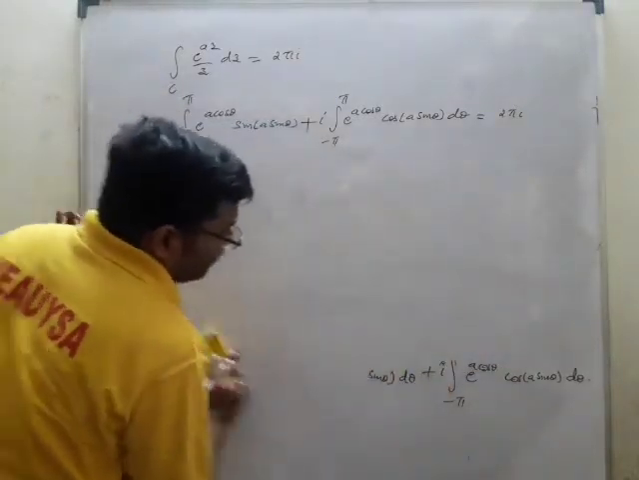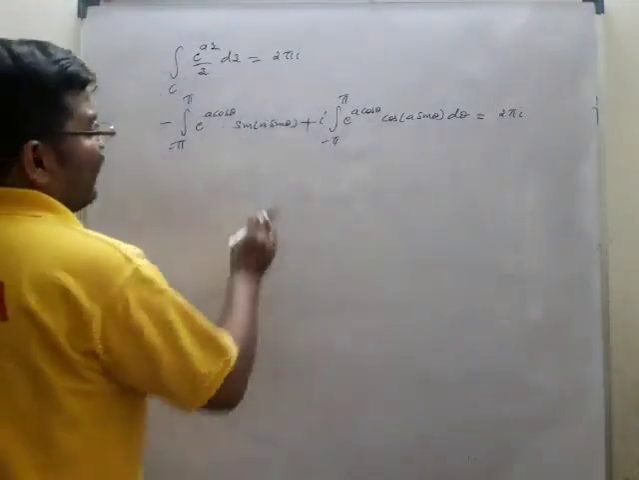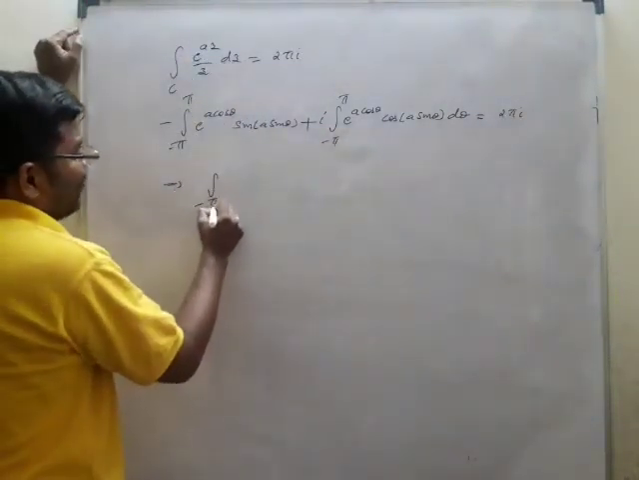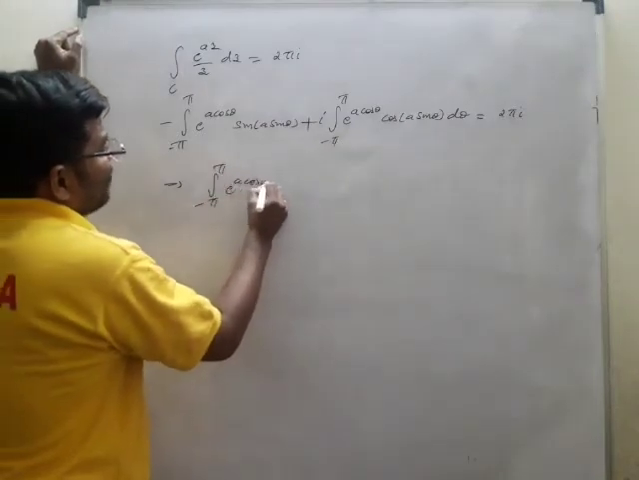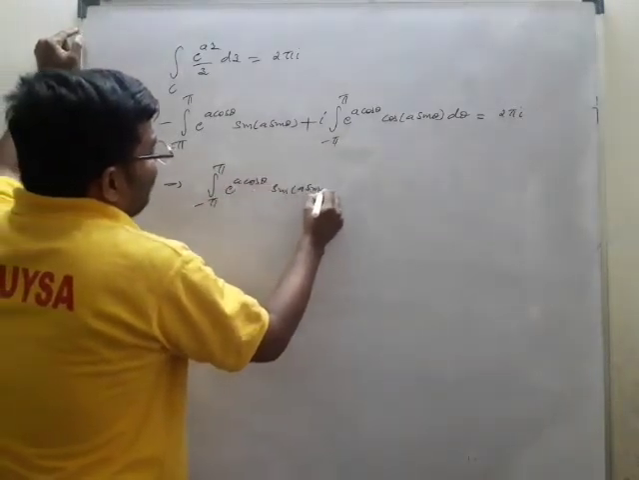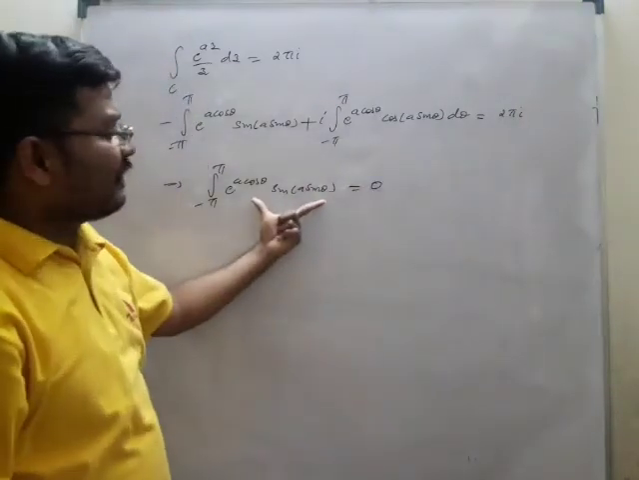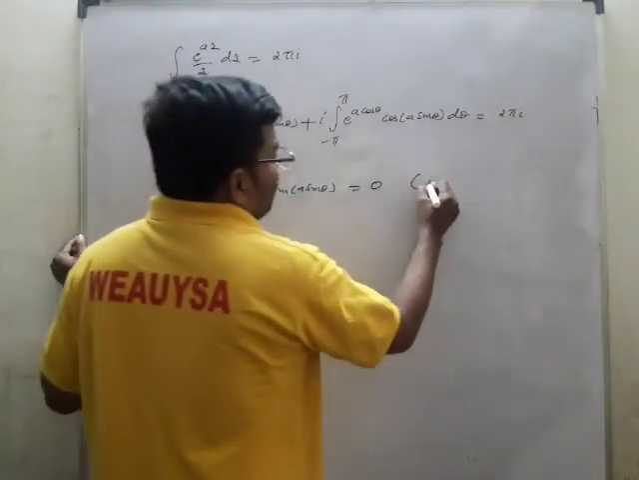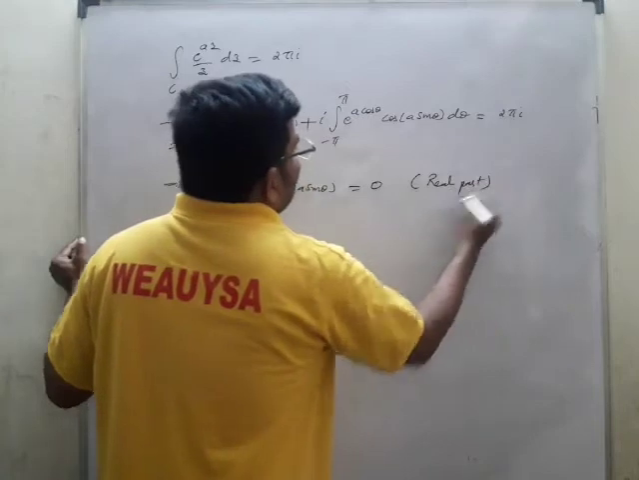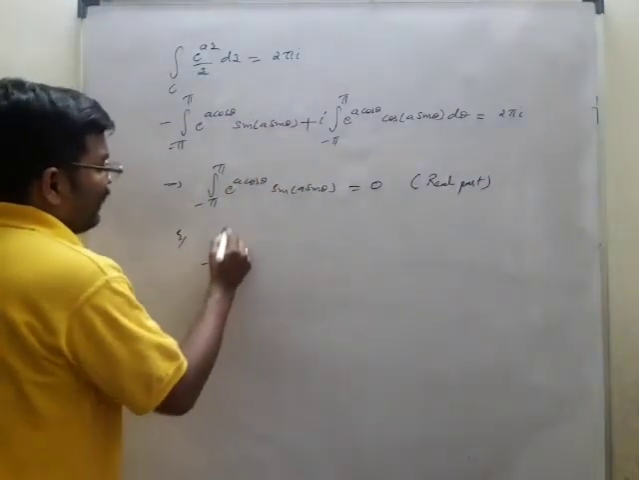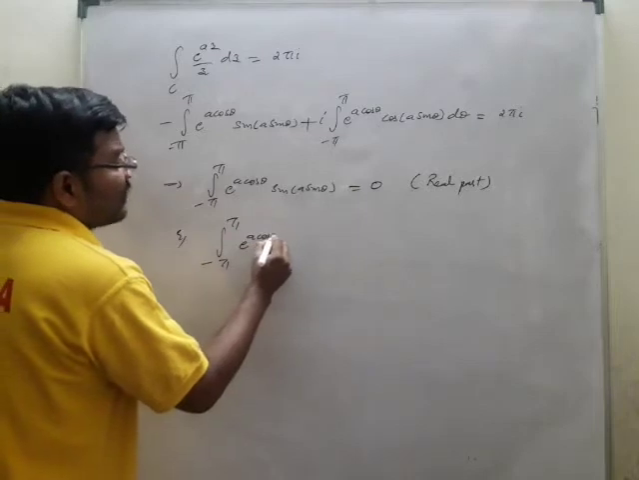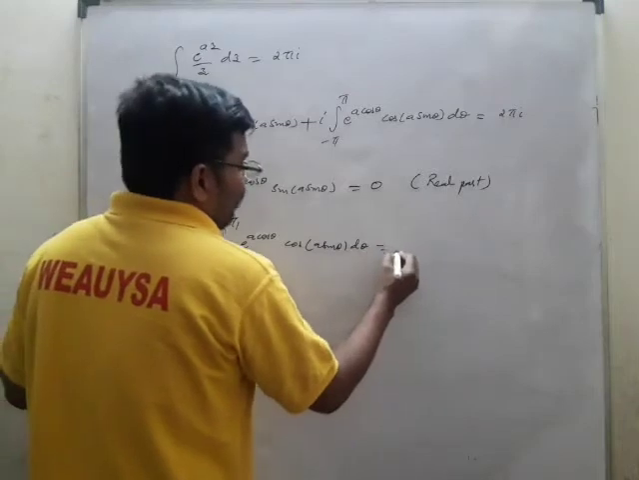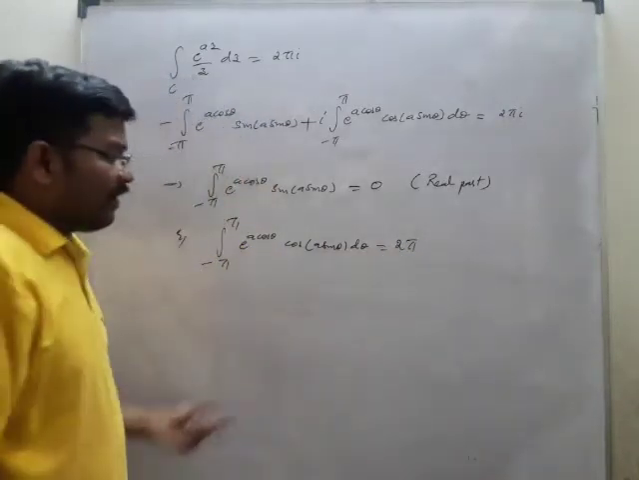So I am equating real and imaginary parts. If you equate the real part, there is no real part on the right side, that is 0. So I get the integral from minus pi to pi of e power a cos theta sin(a sin theta) is equal to 0. This is the real part. The imaginary part is the integral from minus pi to pi of e power a cos theta cos(a sin theta) d theta is equal to 2 pi.